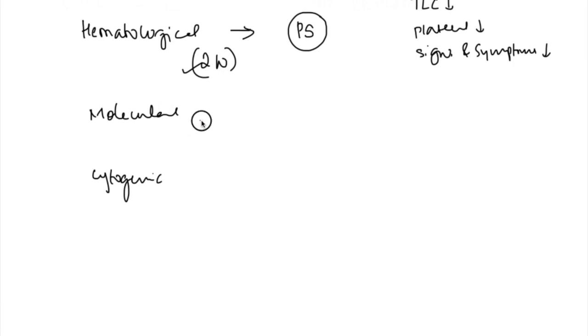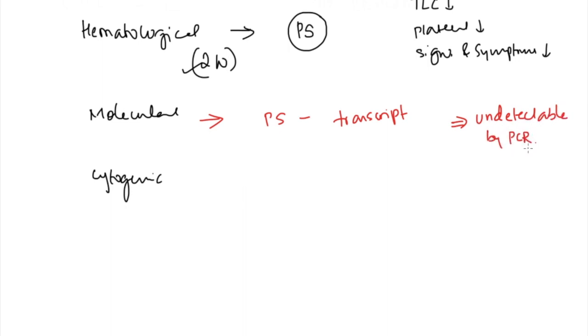Now, molecular, okay, what happens is, you're going to measure the transcript levels, right? So here now it will become undetectable by PCR, right? So this happens by 3 months. That means the treatment is adequate and the patient is responsive.